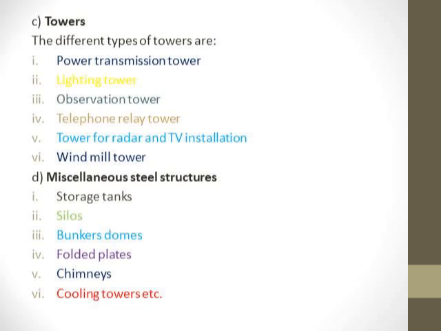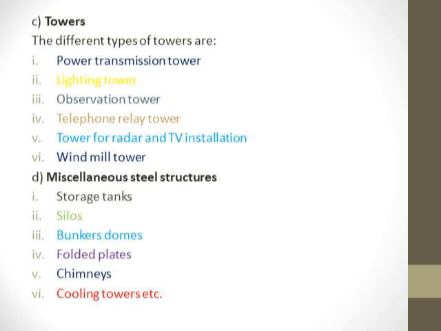And coming to miscellaneous structures, or the other types of steel structures: storage tanks, silos, bunkers, domes, folded plates, chimneys, and cooling towers are again some of the different types of structures which can be listed as other or miscellaneous structures. Okay, so these were the different types of steel structures which we discussed.